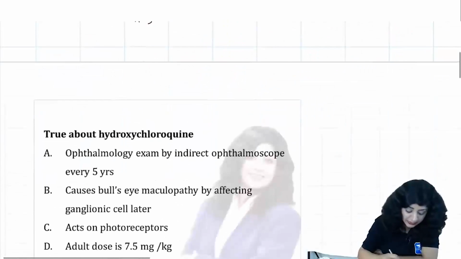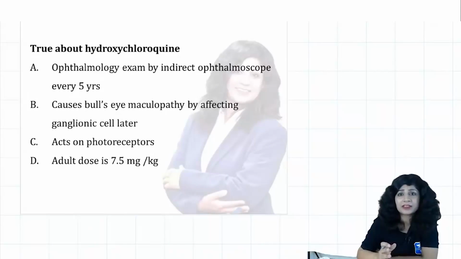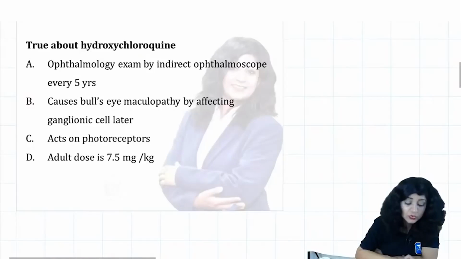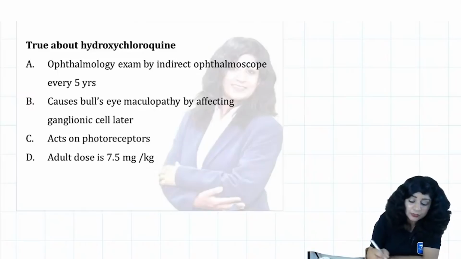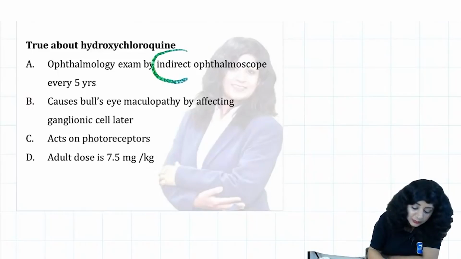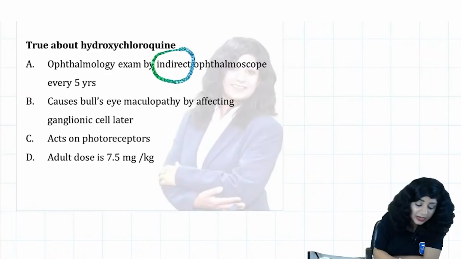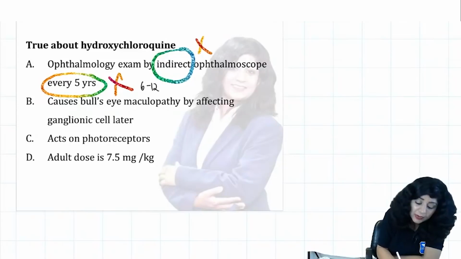Another question that was there on hydroxychloroquine last year, I think in PGI or something. They asked what is true about hydroxychloroquine. So you can get a similar question also. Ophthalmology examination by the indirect ophthalmoscope. Now this itself is objectionable. You want to see the macula. It's a bullseye maculopathy, so you will not use the indirect ophthalmoscope, and that too they are saying every 5 years. Obviously we will not do every 5 years. We have to do it every 6 to 12 months.